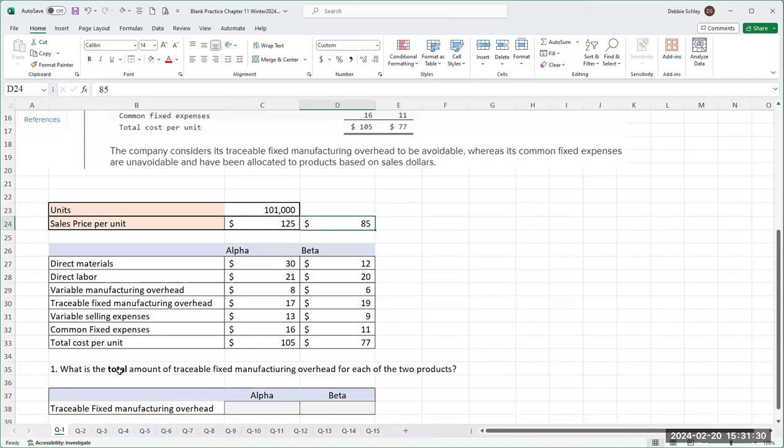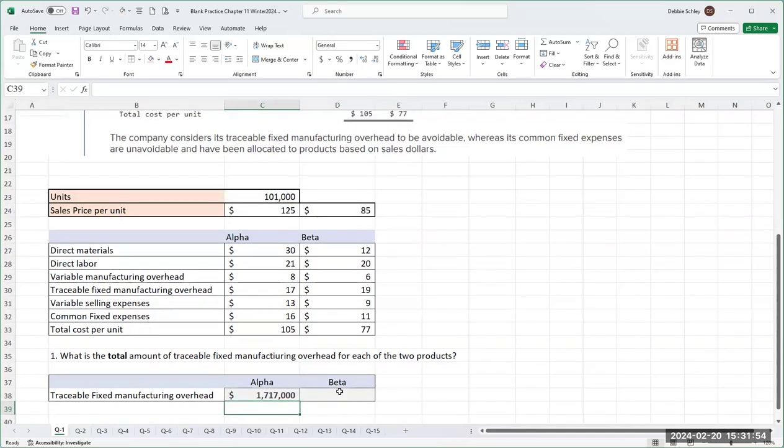So I want to know, what is the total amount of traceable fixed manufacturing overhead for each of the two products. So for alpha, that's going to be equal to the traceable per unit times that number of units they used to make the chart, the 101,000. And then beta is going to equal the traceable per unit times the number of units they used to make the chart. Okay, and those two numbers are going to come into play later in questions, and I'll show you that when we get there.